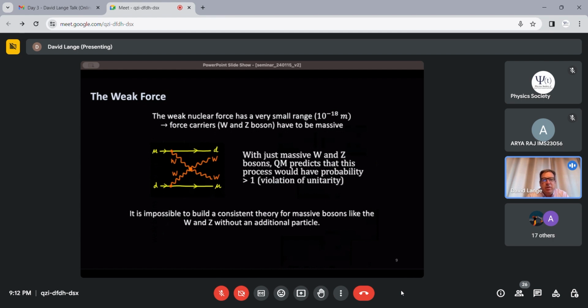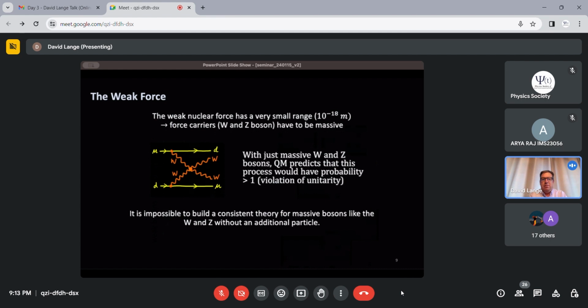And that's because it has a very short range. Only things within a nucleus that are very close together, within a proton or other particle, experience interactions via the weak force. So 10 to the minus 18 meters is hard to understand what that means, but it's a very, very small length scale. And because of that, it was understood theoretically that the force carriers had to be very massive.